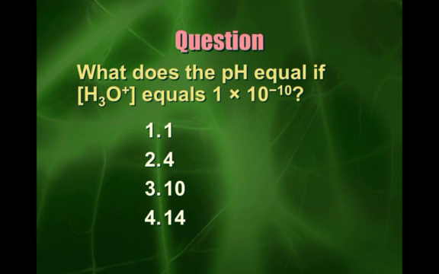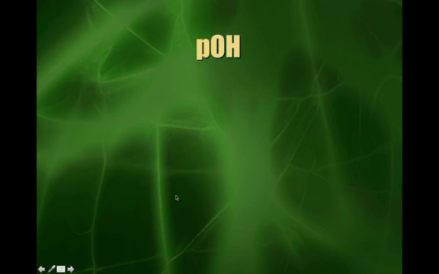All right, question here. What does the pH equal if the hydronium equals 1 times 10 to the negative 10th power? All right, this should be very fast. You don't have to do any kind of calculations because you should know pH is directly related to hydronium. All right, give you a second. It should be number 3. Yes, it is, because this is negative 10, so the pH is the positive of that, which is 10. Very simple.